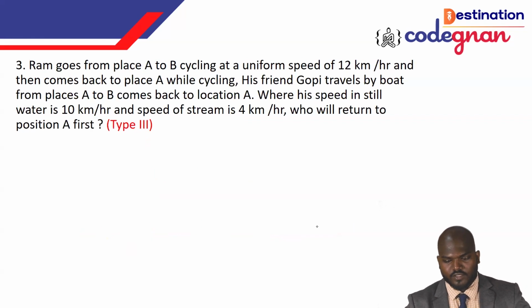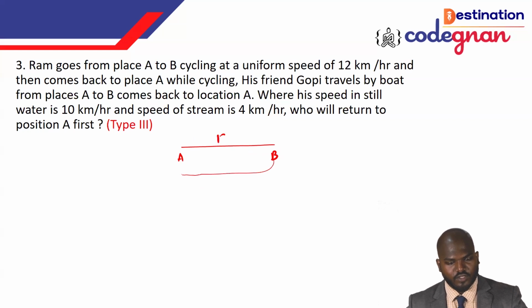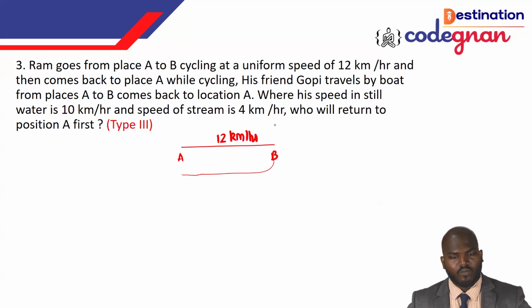Okay, going to the next question, guys. Ram goes from place A to B cycling at a uniform speed of 12 kilometer per hour and then comes back to place A while cycling. So A to B, and again he comes back here, all at 12 kilometer per hour.